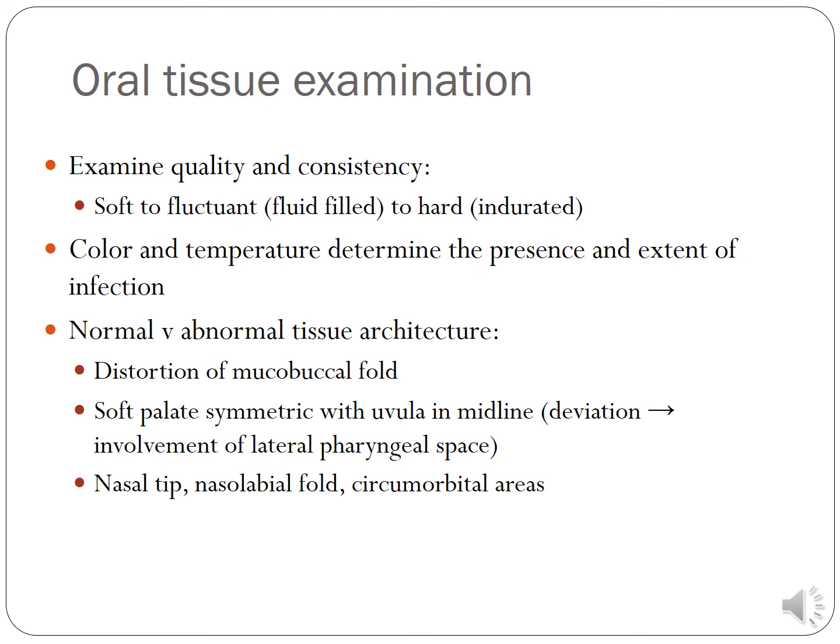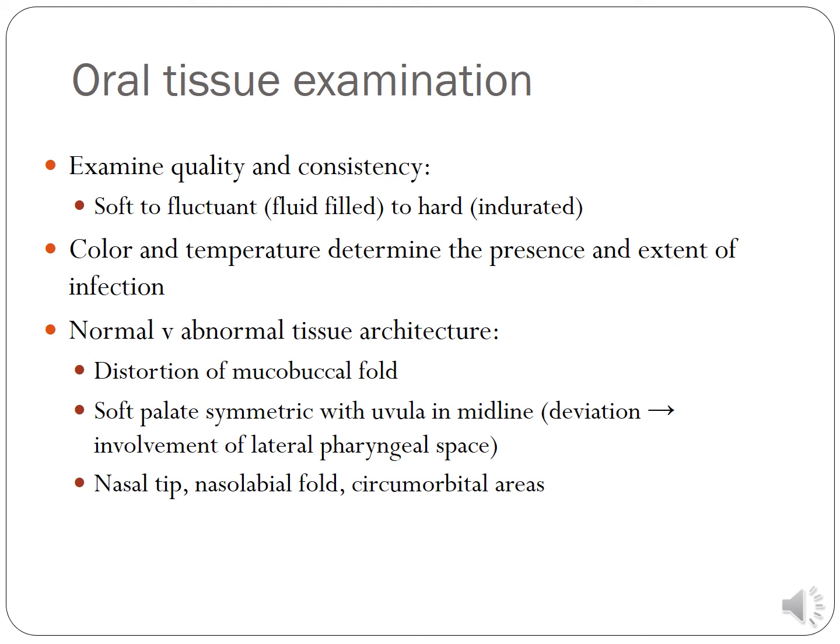oral tissue examination. You should be able to differentiate between a cellulitis and an abscess by testing its fluctuancy. So it's soft to fluctuant or hard. When it is hard or indurated, then you know that it is an acute stage of infection. And then the color and temperature, to determine the presence and extent of the infection, you have to know.